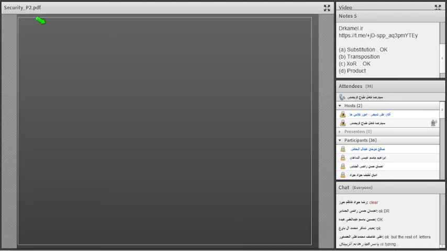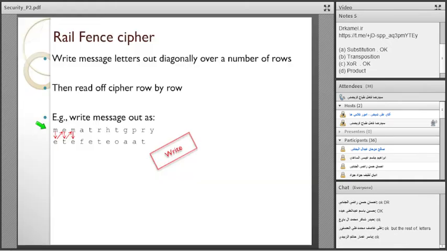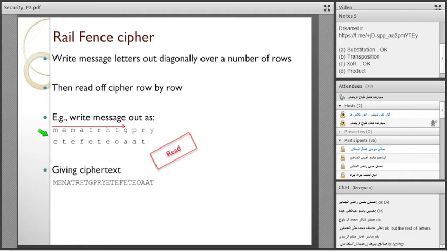Let's go back to the slide. Here you see, in the rail fence method, we used the rail fence. The example here is meet me after the toga party. This is the text. We write it like this. You can see the pointers, and after that we read it like this.